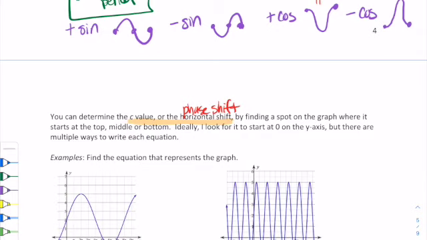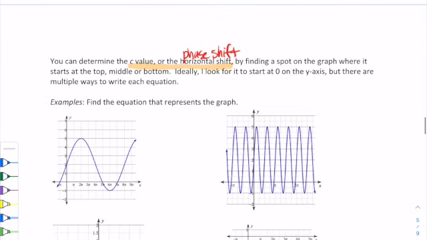Okay. There's multiple ways to write each equation. So for example, if we look at this graph, I could say that this is a positive sine graph here. But I could start my graph here and say that this is a positive cosine. I could start my graph here and say that this is a negative cosine. And I could start my graph here and say, well, this is a negative sine, right? So we could have a whole variety of ways that we write our equation, and I could shift to this other direction or shift even further this way as well. So there's an infinite amount of ways to write this.